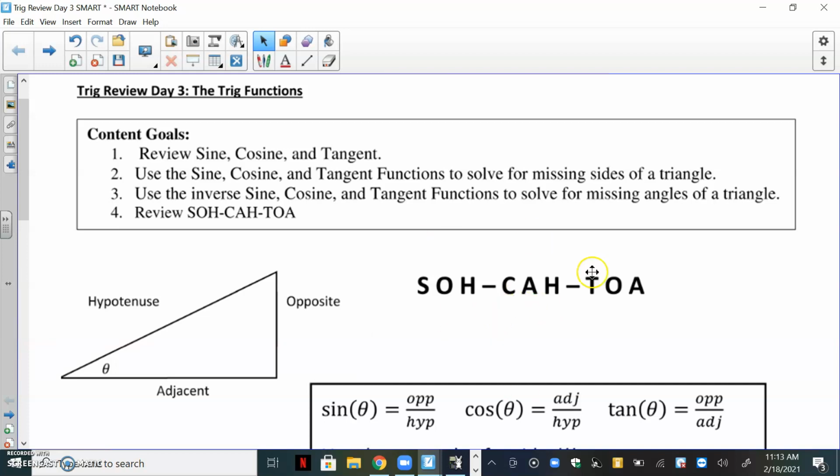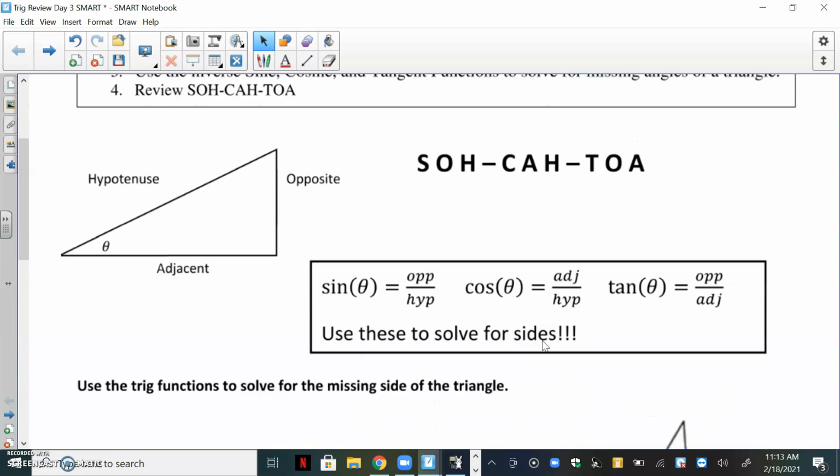We're going back to the SOH-CAH-TOA stuff that we learned back in geometry. So we can use these sine, cosine, and tangent trig ratios to find missing sides and angles of right triangles. And that's what this SOH-CAH-TOA acronym is for. It reminds us what order things go in, which trig ratio to use depending on which information we have, and that kind of thing.